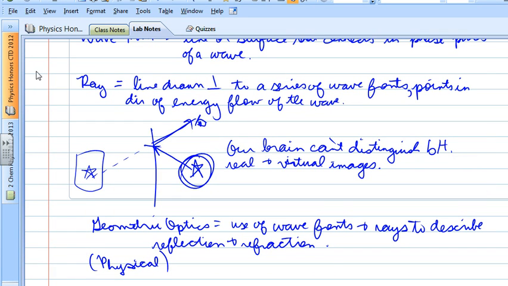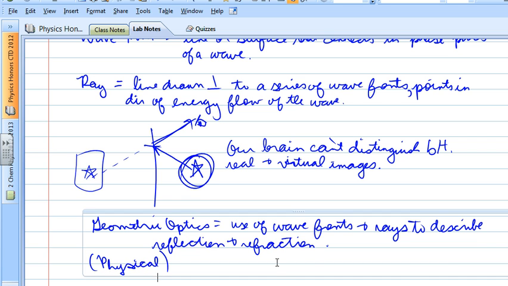Okay, so that's it, and next time we'll be talking about reflection and how mirrors work in a little bit more detail.